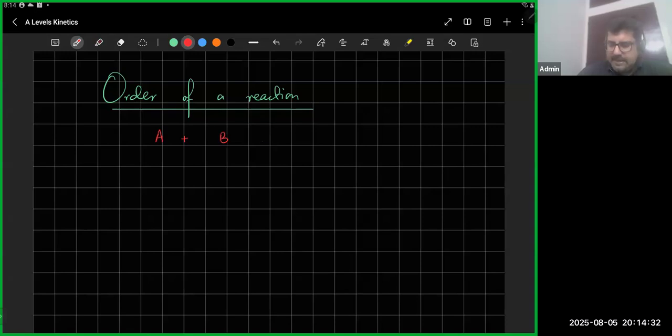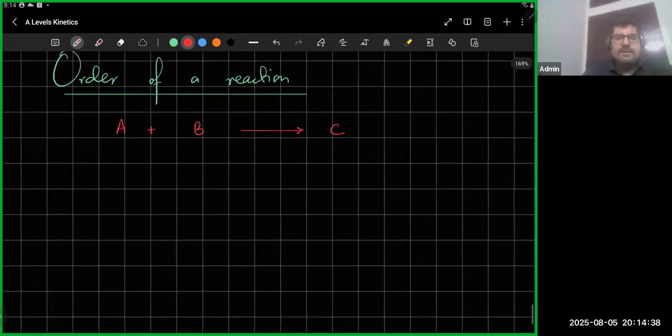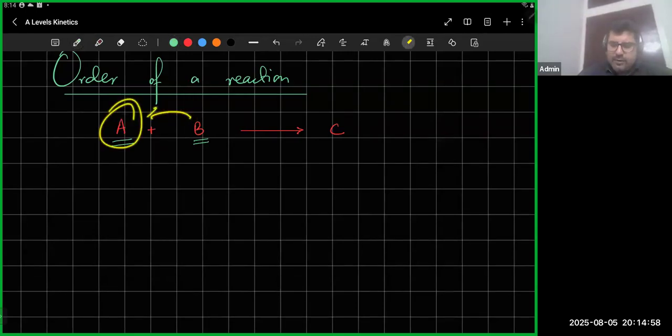A plus B are reacting and producing C. So there's this random reaction that's happening. Normally the rate of the reaction depends on the concentration of A and the concentration of B. If you increase the concentration of A, you're going to have more collisions between A and B and you'll get a faster reaction.